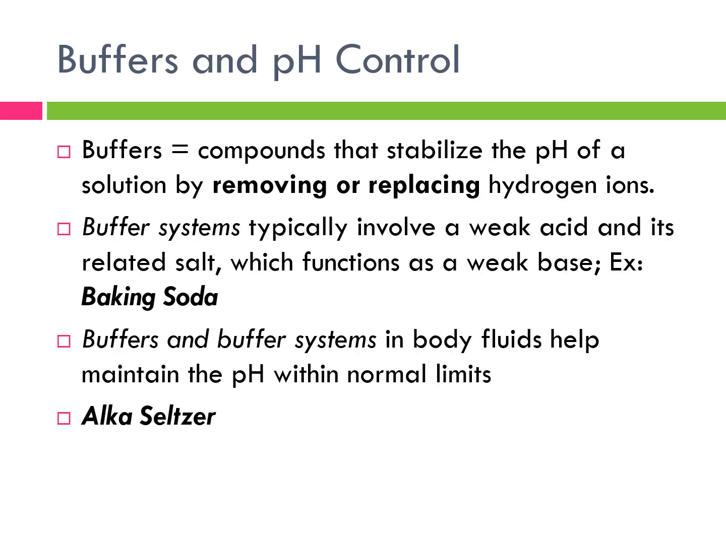Buffers are substances that can stabilize the pH of a solution by either removing or replacing hydrogen ions. So they're typically a weak acid and its related salt, which functions as a weak base. So they can either accept hydrogen ions to increase the pH, or they can release hydrogen ions to decrease the pH and keep the pH where it needs to be. So buffers are very important within our body fluids to maintain our pH within a normal limit or normal levels.